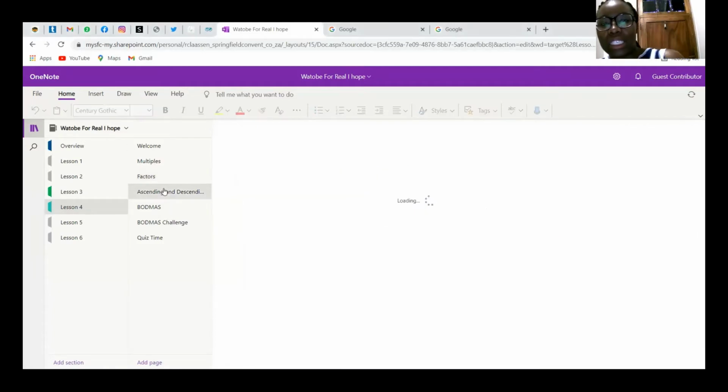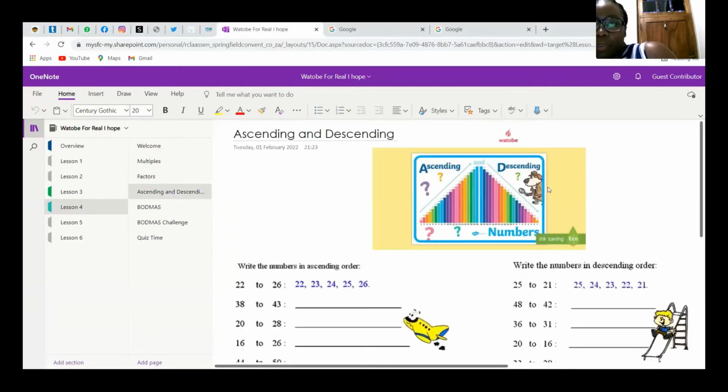Who can tell me what ascending and descending means? I'm seeing hands. Jolie, your hand is still up, but you're not unmuting yourself to answer. Can you tell me what ascending means? Oh, you're muted again. What does ascending mean, Jolie? Ascending means going up. Exactly, going up.